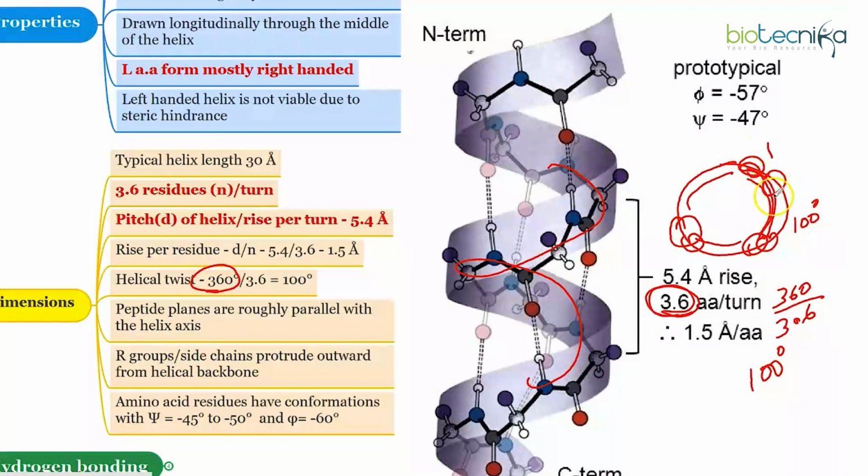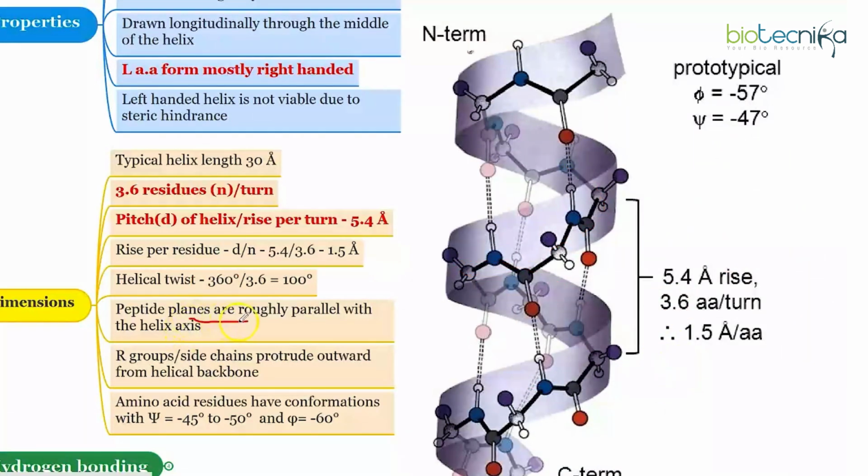So here is the first one, here is the second one, here is the third one. The fourth one is not in the same turn. It comes in the next turn. So the fourth will be here, again 100 degrees, the fifth will be here, again 100 degrees, the sixth will be here. So that's how it goes. This is what is called a helical wheel. The observation you will see from the top is the helical wheel.